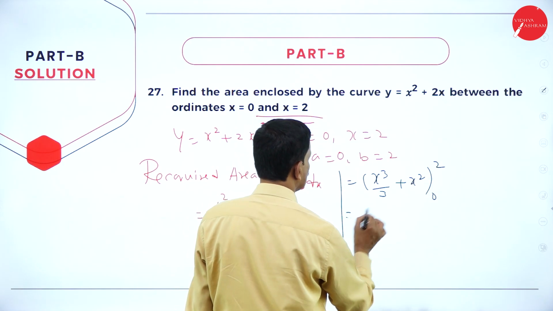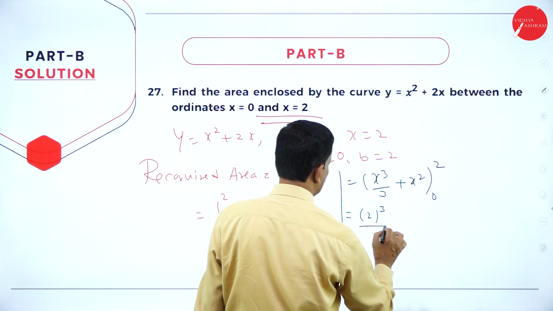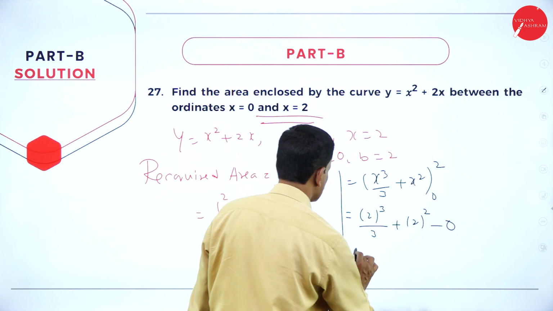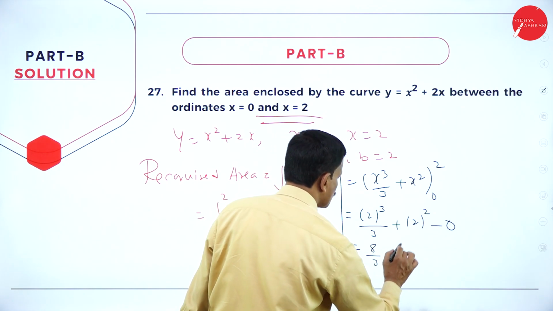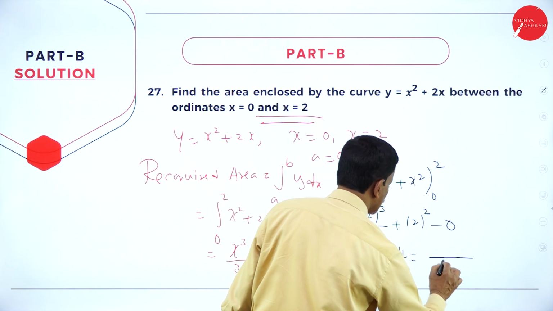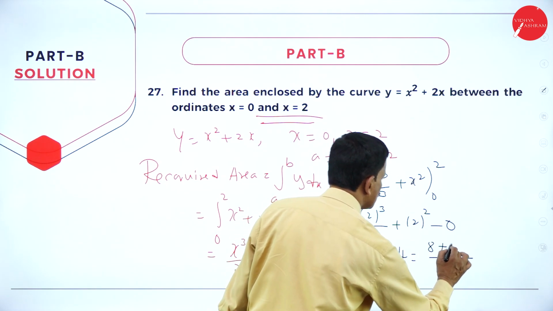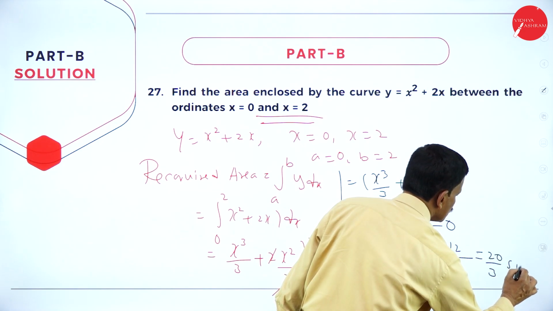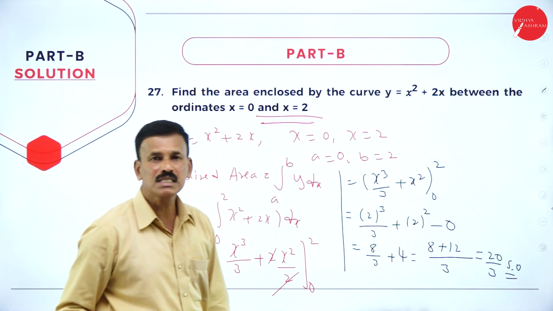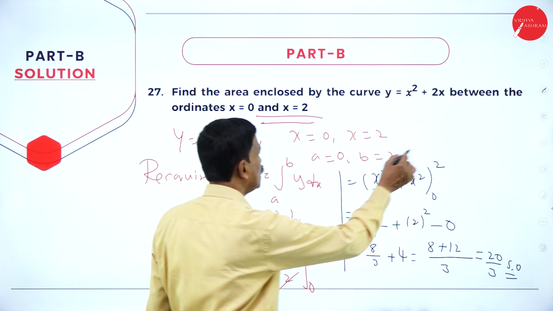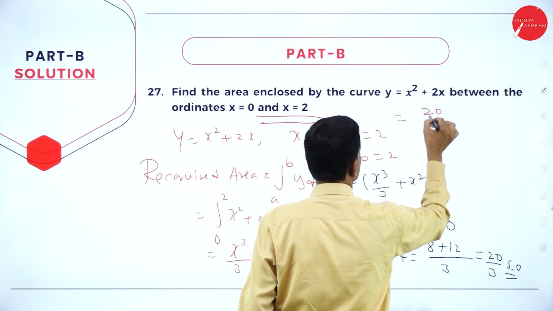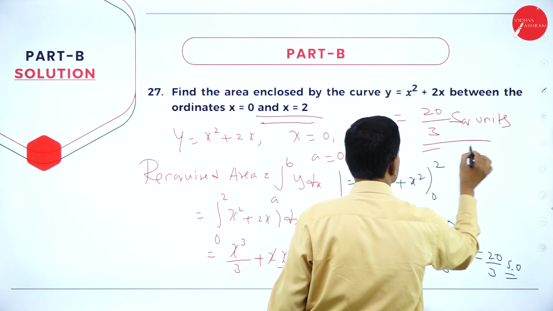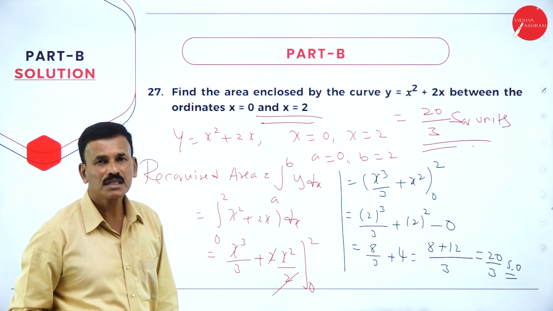2 is the upper limit. So apply the upper limit: 2 cube by 3 plus 2 square, minus 0. So 2 cube means 8 by 3 plus 2 square is 4. Take LCM, 3 is the LCM, 8 plus 12 over 3. That's equal to 20 divided by 3 square units. That's it. So therefore the area under the curve is 20 by 3 square units, which is the required area.